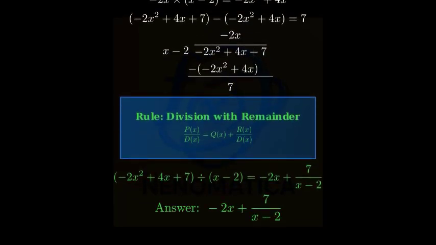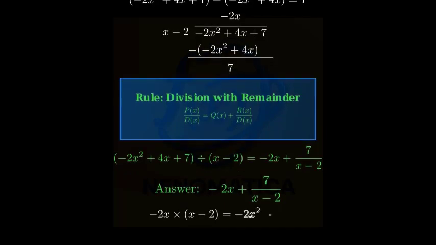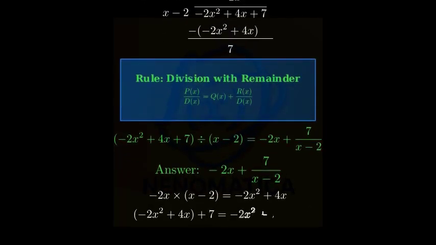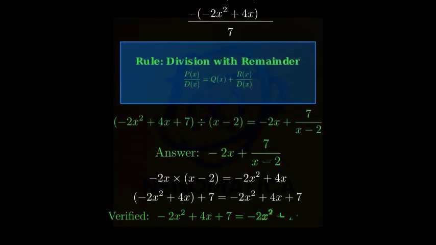Let's verify our answer by multiplying the quotient by the divisor and adding the remainder. We have negative 2x times x minus 2, which equals negative 2x squared plus 4x. When we add the remainder 7, we get negative 2x squared plus 4x plus 7, which matches our original dividend. This confirms our answer is correct.